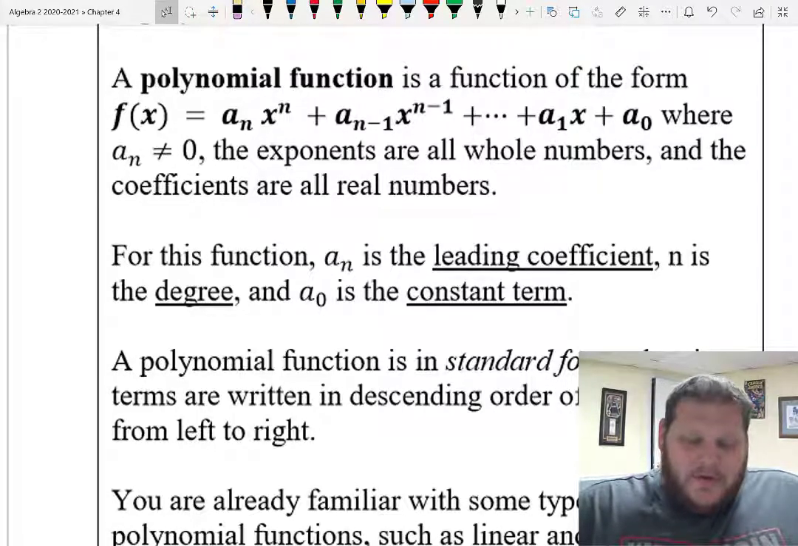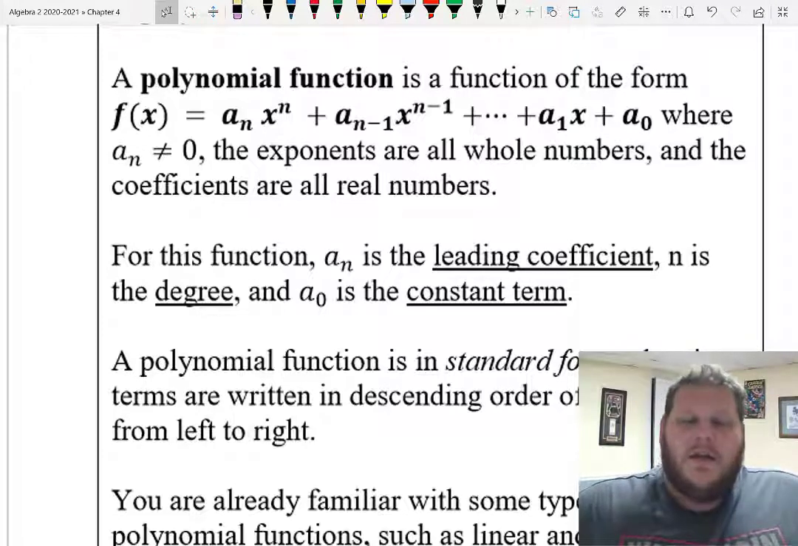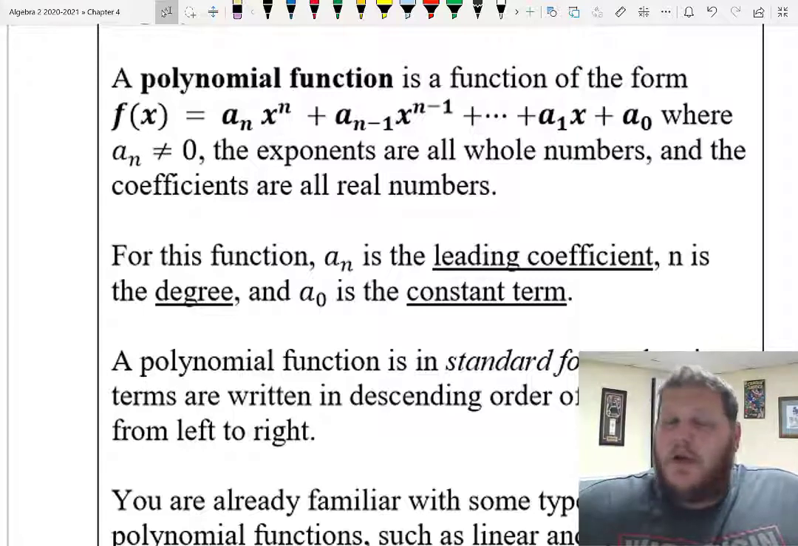As we get further into it, a sub n, that's always my lead coefficient. That's whatever's attached to my highest degree term. n here is my degree. So whatever the biggest exponent is of my polynomial, that is the degree of the polynomial, and the coefficient attached to it is my leading coefficient. And then a sub 0 is the one that's all the way there at the end that doesn't have a variable attached to it. We say that that's just the constant of that polynomial.